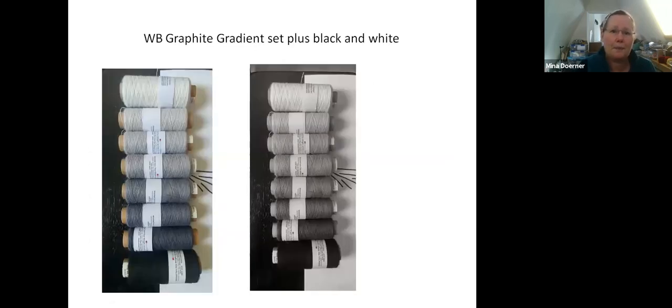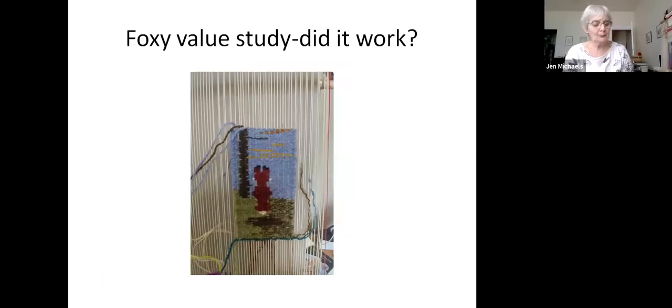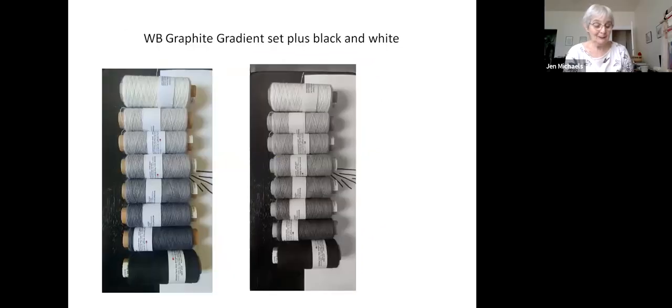Okay, so one of the interesting things I'm going to be playing with here is the Weaver's Bazaar graphite gradient. Here is the gradient, and then I also got black and white. So I was going to try to maybe weave some things in that, and the apple, I'm thinking, might be an interesting exercise to do in that. I think doing that apple sounds great. That sounds like a fun project.